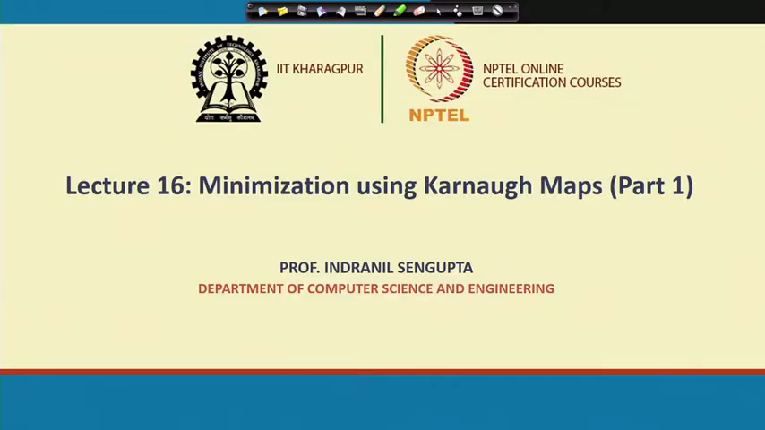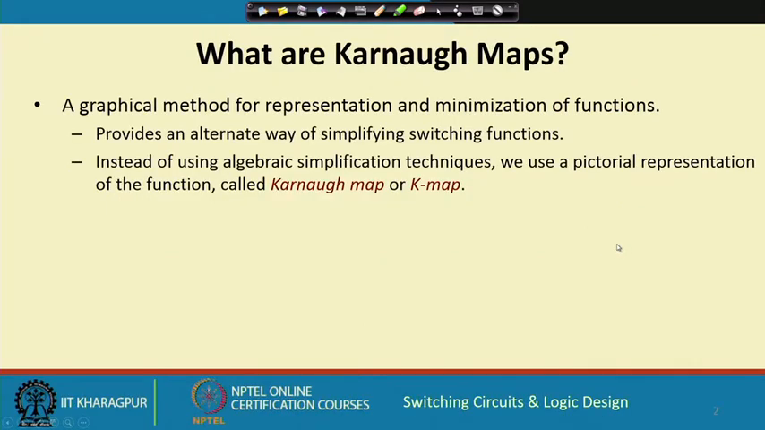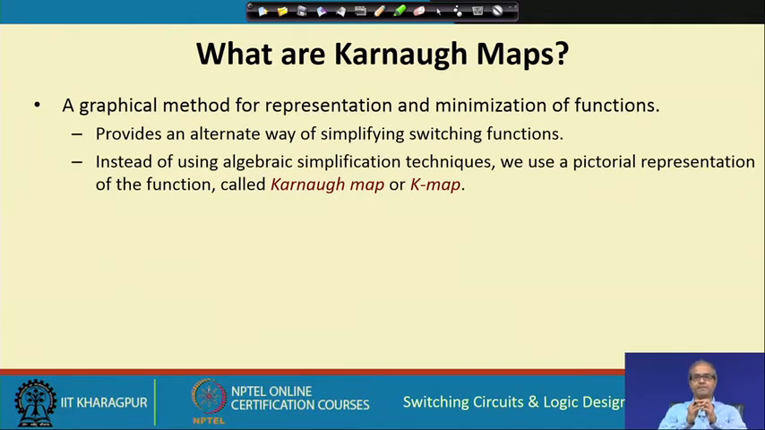So, the method that we shall be starting with is using something called Karnaugh maps, minimization using Karnaugh maps. This is what we shall be starting our discussion on. So, first let us try to understand what is a Karnaugh map. First thing, let me tell you, Karnaugh map is some kind of a visual or graphical representation of the function.